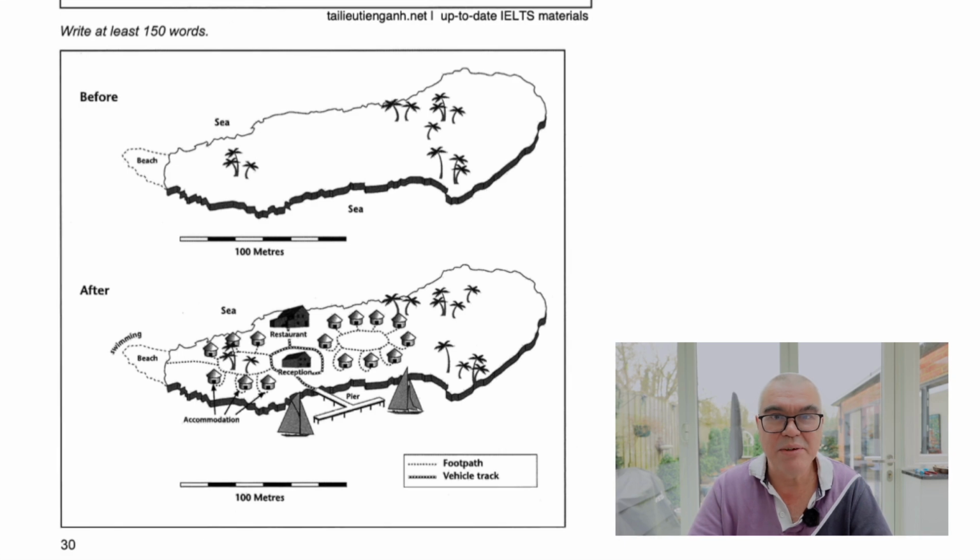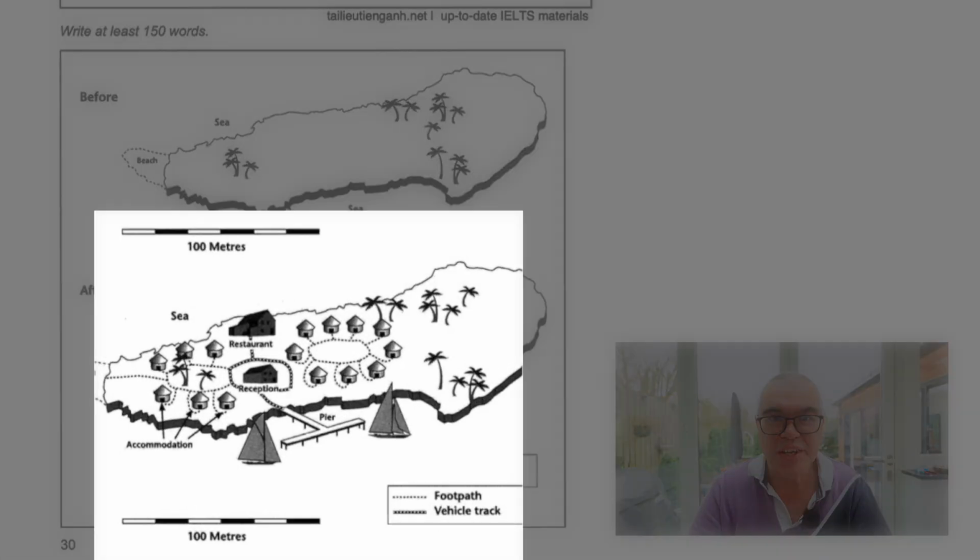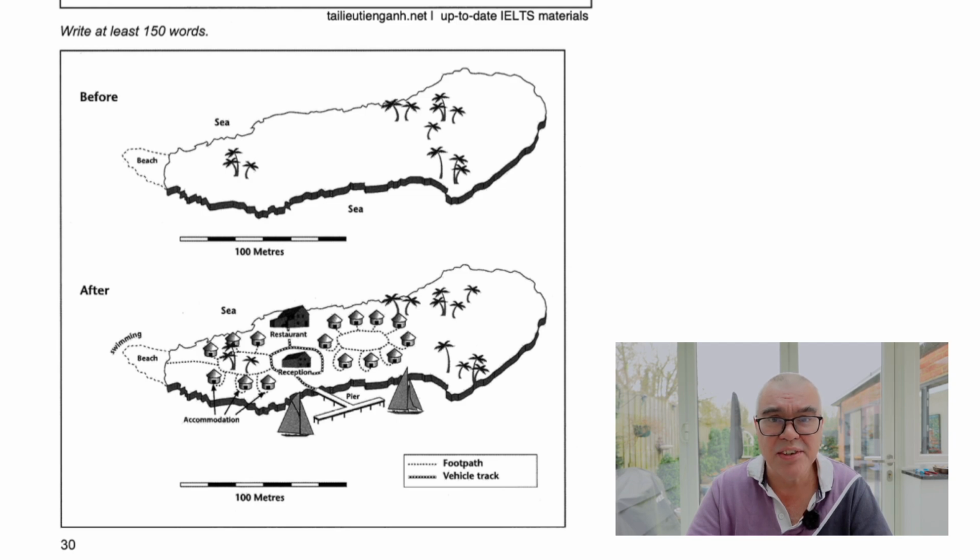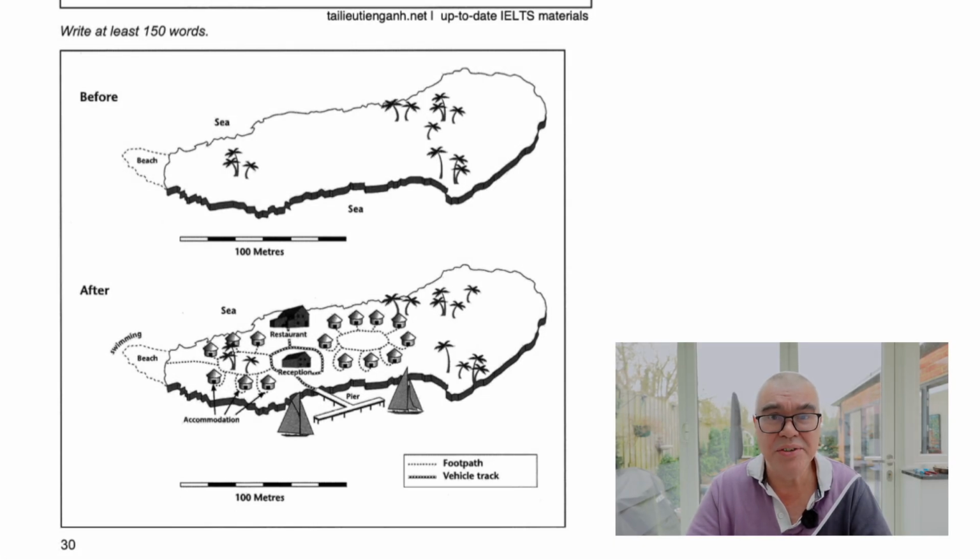Now, of course, this means that you need to look at those 2 maps and then quickly see what the 2 or 3 biggest changes actually are. This will vary according to the type of map that you have. So let's look at our example here. I would say that the biggest changes are the building of accommodation units, the construction of a pier, and also 2 new buildings, that is the reception and the restaurant. And then you'd need to write that out as a sentence.